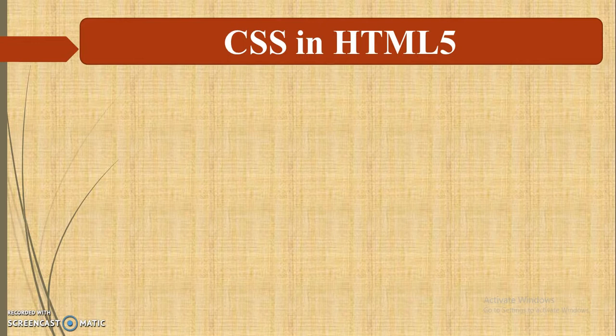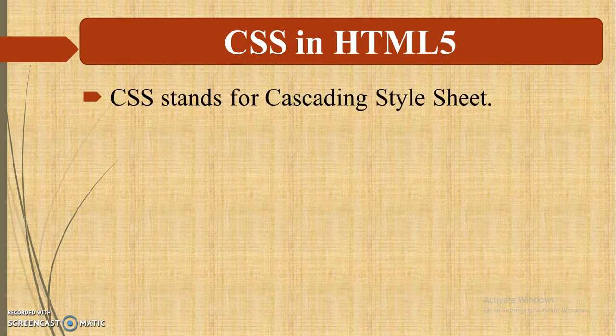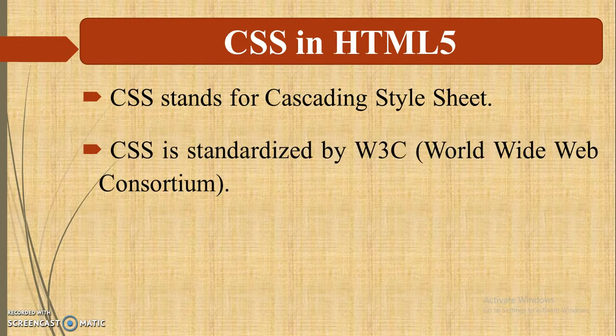What do you mean by CSS? CSS stands for Cascading Style Sheet. Cascading means combining multiple style elements into one document. CSS is standardized by W3C. W3C stands for World Wide Web Consortium, which is working for standardization of web content.